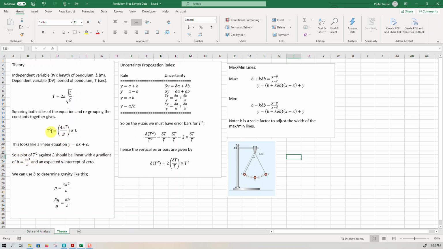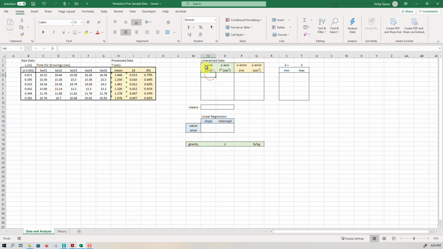Now let's start by getting t squared and L ready to plot. So when it comes to linearizing the data, I like to separate out a little table here off to the side, separate to where my raw and processed data was. It helps when I'm doing my report that I can bring these tables in separate parts of my report, not all as one giant table. So my x values were the raw lengths. That's these numbers over here. I could literally copy those values, come across to here, and then paste the values in place.